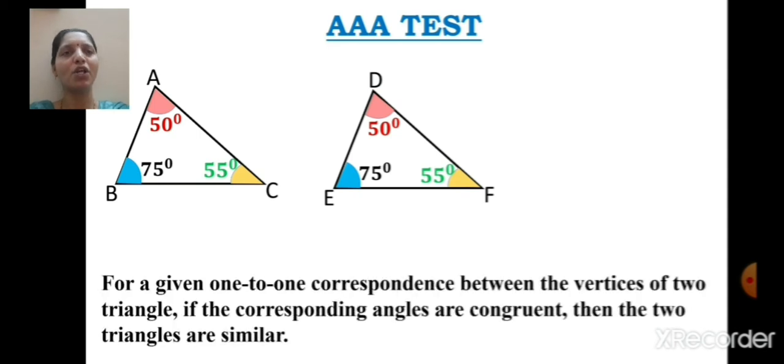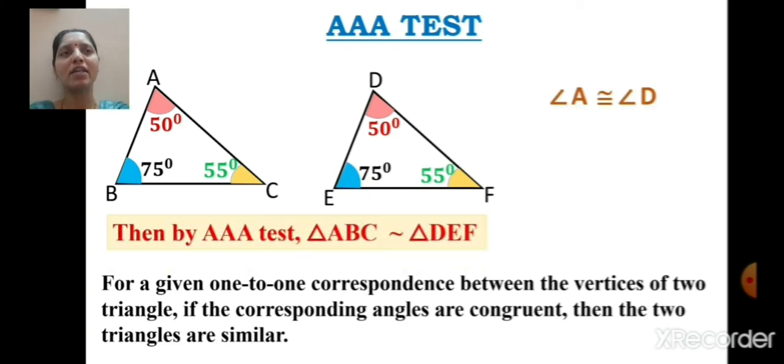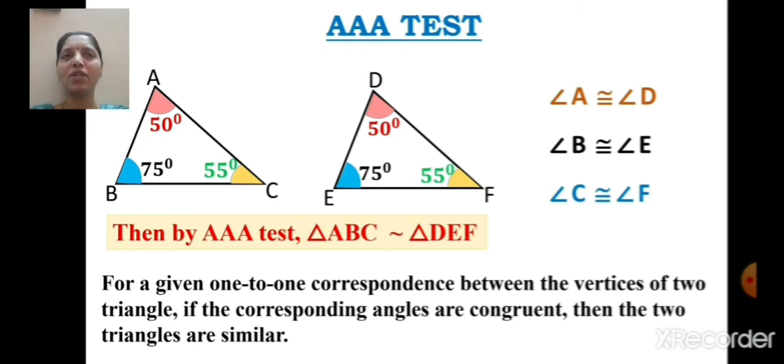So what is the AAA test? For a given 1-to-1 correspondence between the vertices of 2 triangles, if the corresponding angles are congruent, then the 2 triangles are similar, right? So here you have to show angle A is congruent to angle D, angle B is congruent to angle E, and angle C is congruent to angle F. Then you can say that triangle ABC is similar to triangle DEF by the angle test. Okay, everyone has understood this?